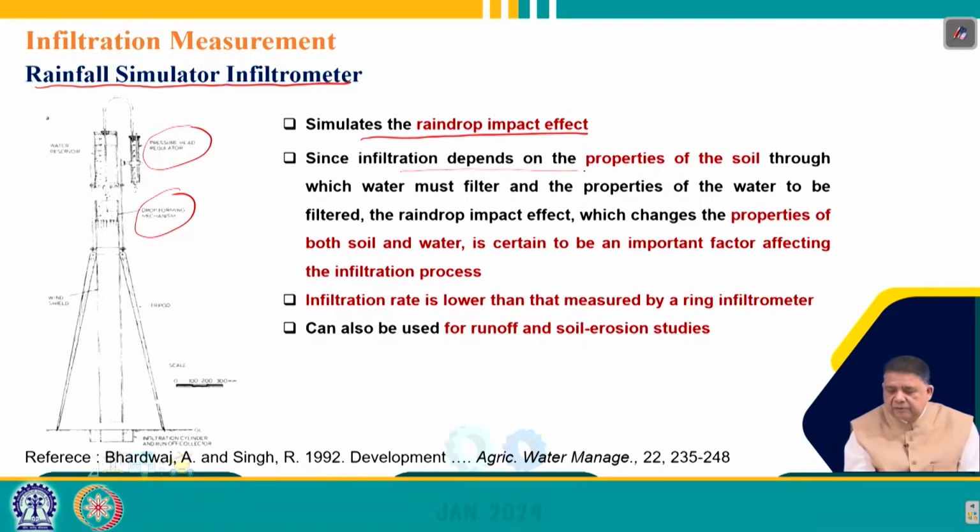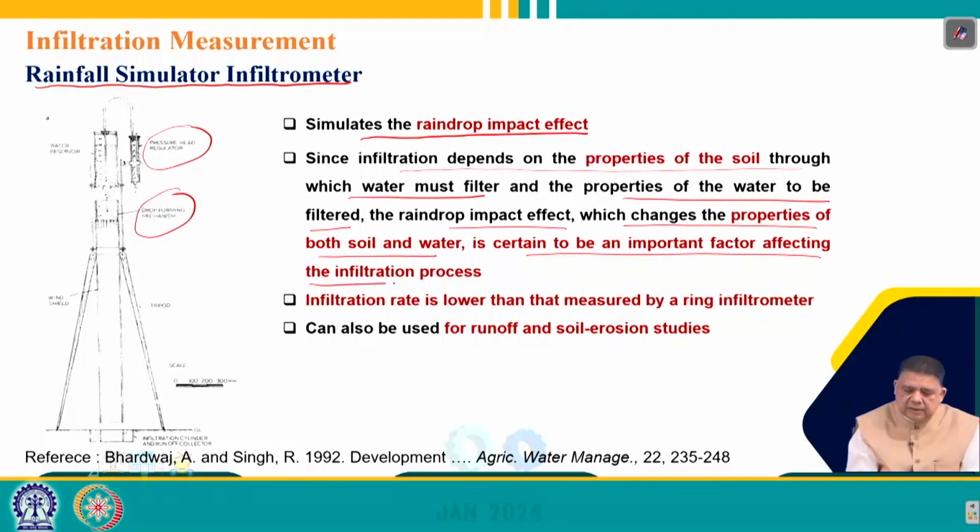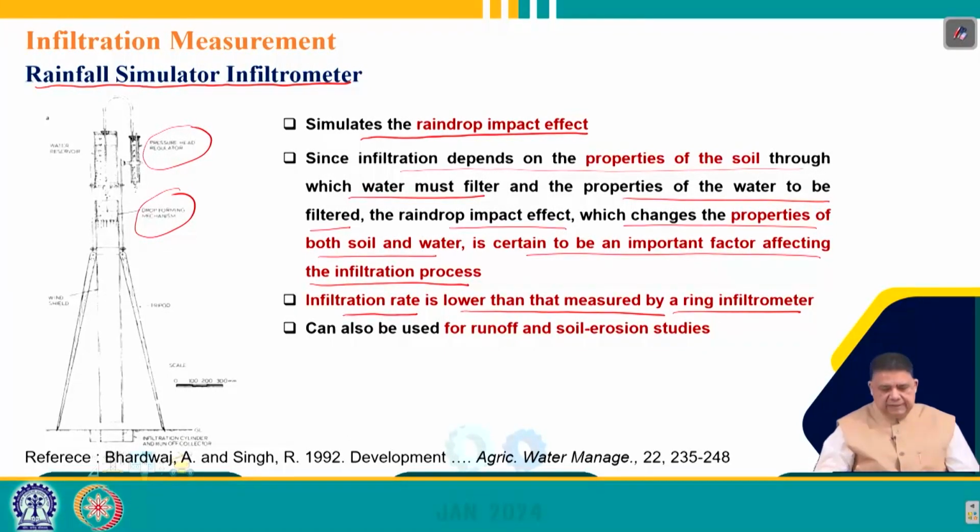So, since infiltration depends on the properties of the soil through which water must infiltrate and the properties of the water to be infiltrated, the raindrop impact effect, which changes the property of both soil and water, is certain to be an important factor affecting the infiltration process. That means the water gets dirty, and also the surface sealing effect takes place because of the simulation of the raindrop impact. And that is why the infiltration rate is lower than that measured by a ring infiltrometer, because the surface sealing and the dirty water are there in this case. So, obviously, it gives a more reasonable value of infiltration compared to a ring infiltrometer, which gives a higher value of infiltration, as I already mentioned.